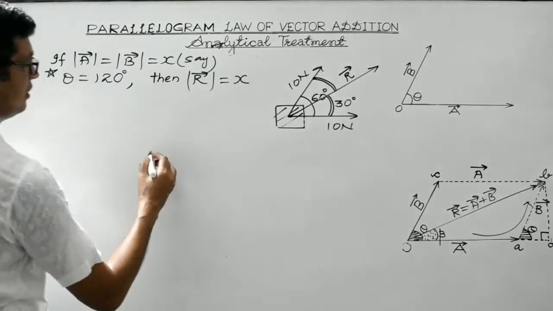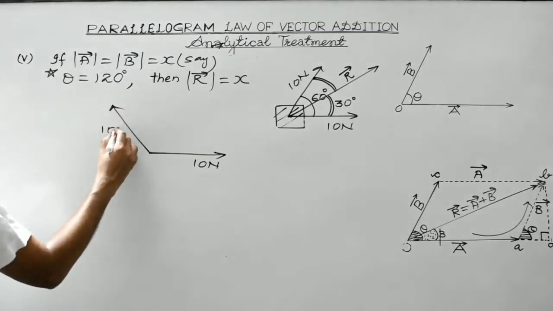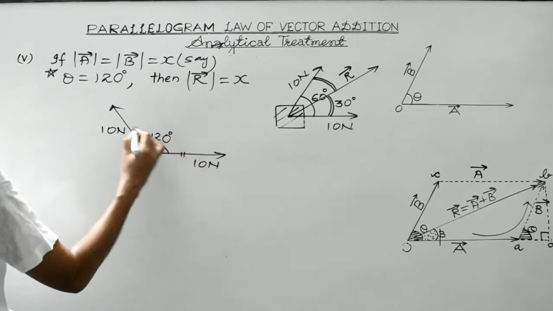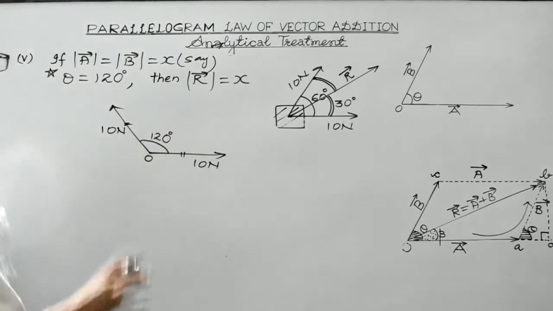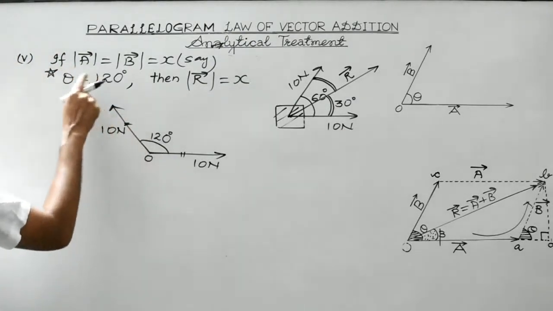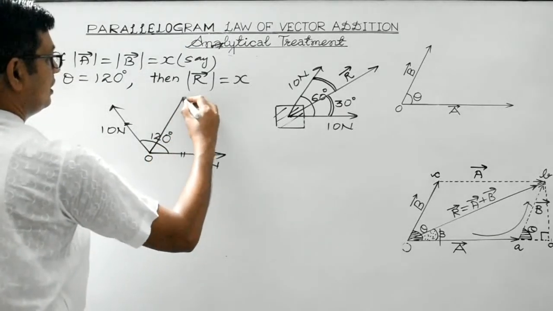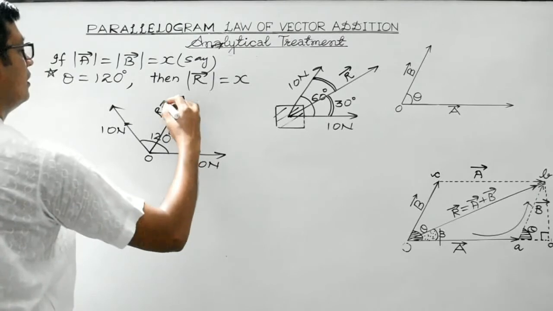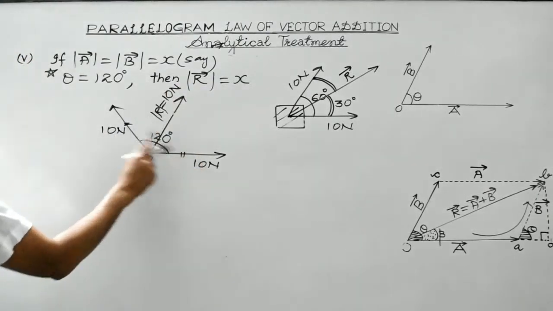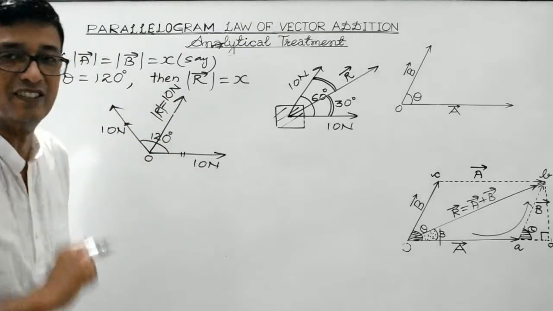That is, if this is 10 Newton, if this is 10 Newton, and the angle between them is 120 degree, isn't it? So both the vectors under consideration are of equal magnitude, and most importantly the angle between them, theta, is 120 degree. Then what we are going to prove is that the magnitude of the resultant will also be equal to the magnitude of either of the two given vectors. So in this case, the magnitude of the resultant would be also 10 Newton.